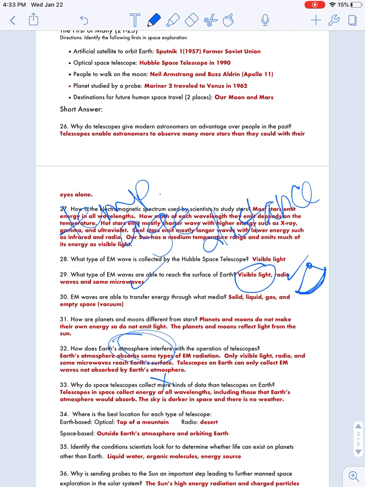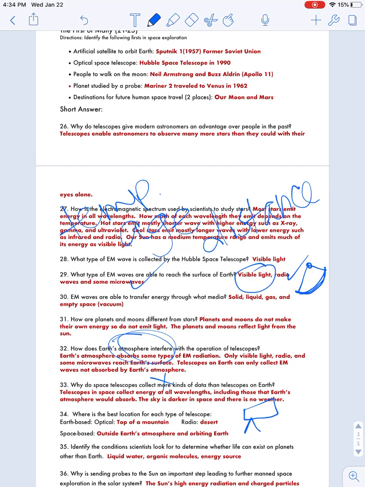The best location for each type of telescope, we have our Earth-based optical. It's going to be like this one with the mirrors of the lenses. It's going to be on top of a mountain, closer, a little bit less distortion, hopefully not as much light pollution. Whereas our radio is going to be in the desert, openness, dry, less interference of other types of waves and obstacles, like buildings and such. Space-based, we're outside of Earth's atmosphere and orbiting the Earth. That is why we know that space telescopes can gather more types of data, because we have eliminated that obstacle of atmosphere.